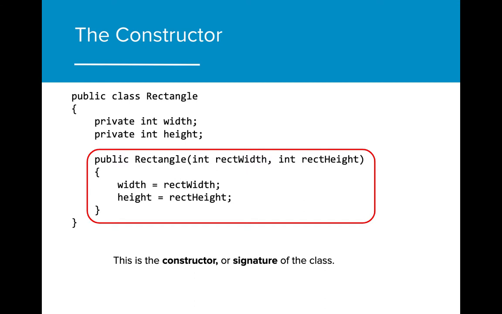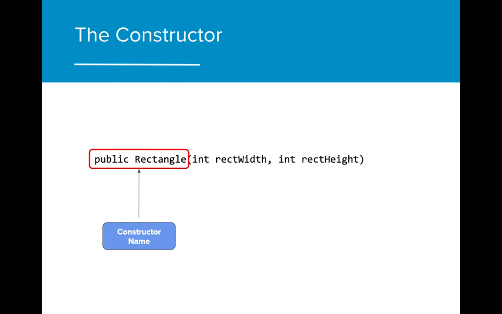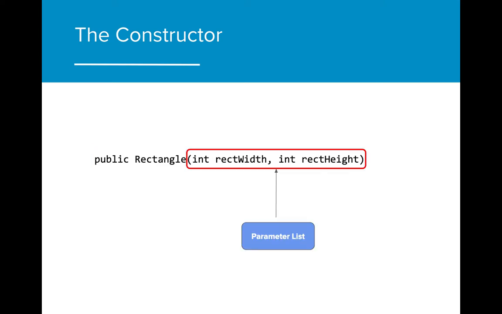The constructor, or signature of a class, allows for the creation of a new rectangle object. The first piece of the constructor is the constructor name, which is what will be used to create a new rectangle object. The name of the constructor must match the name of the class. The second is the parameter list. The parameter list lists the type of variables that can be passed into the constructor and their variable names. The variable names should be written in the standard lower camel case that we've previously used for naming variables, and should not be the same as the instance variable names. These are often referred to as formal parameters.